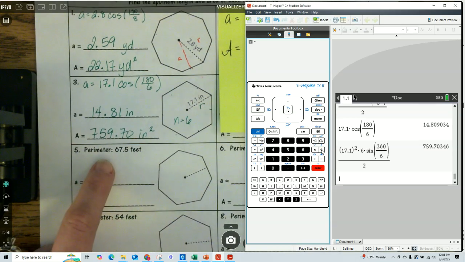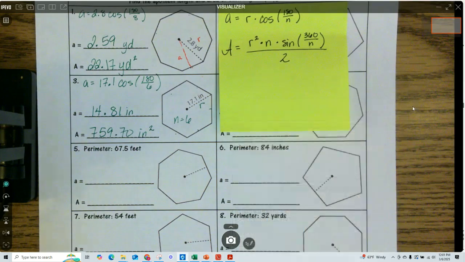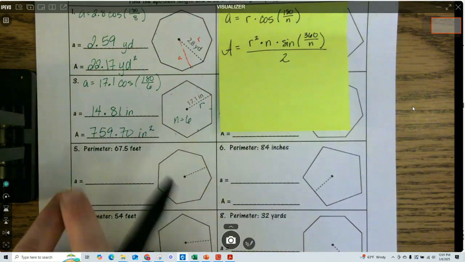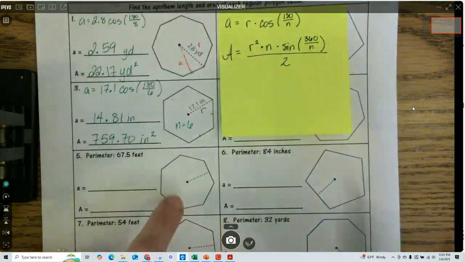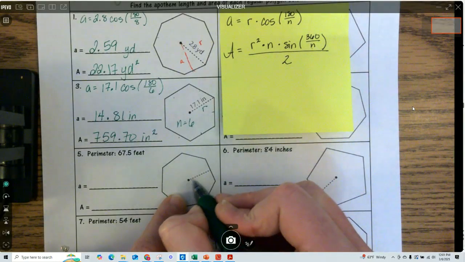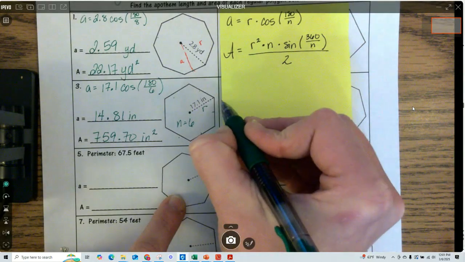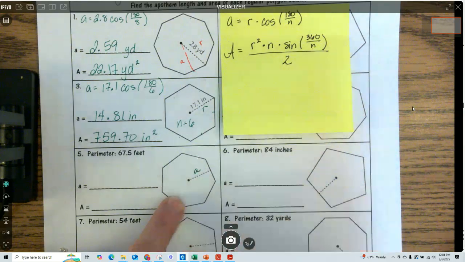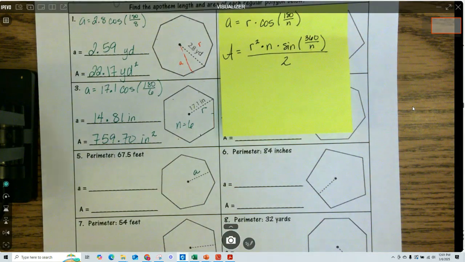So now they've given us the perimeter. We still have to find the apothem. So if you look at this diagram, see how this line goes to the center of the side instead of going to the corner? That's an apothem. We still have to have the apothem to find the area. Okay? So, there's another way.